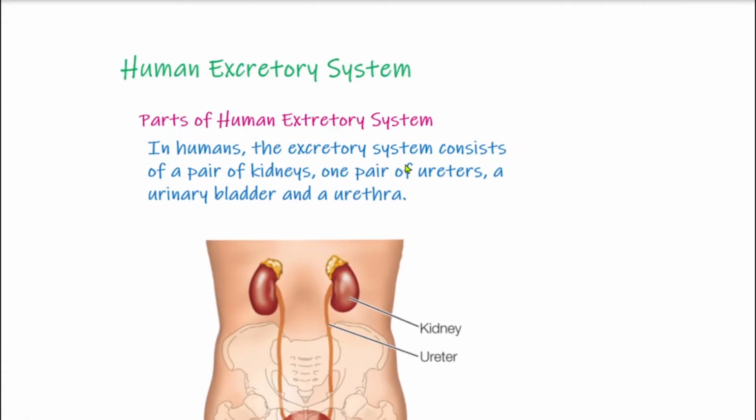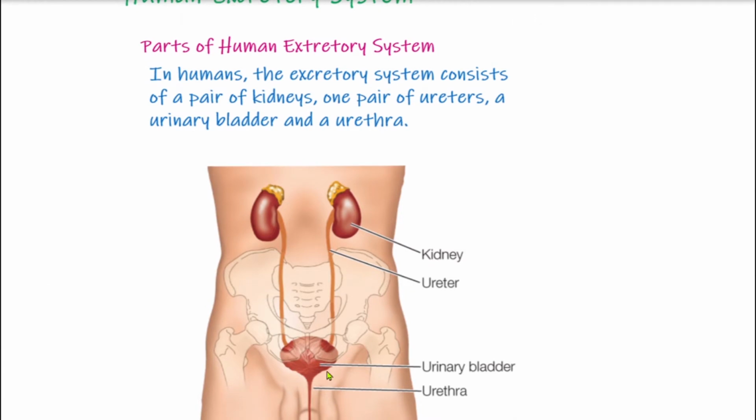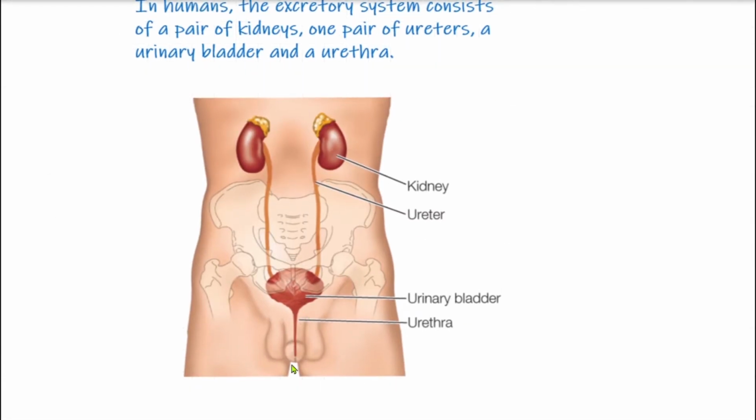The excretory system consists of a pair of kidneys. These are the pair of kidneys. One pair of ureters, this is one pair of ureters. A urinary bladder, this is the urinary bladder, and a urethra, and this is the urethra. So students, the excretory system is made up of a pair of kidneys, a pair of ureters, one urinary bladder and one urethra.